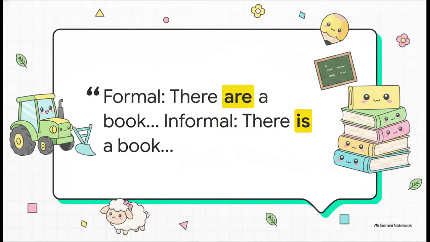As the famous grammar expert Betty Azar points out, sure, formal writing technically demands there are for a list because the total items are plural. But informal, everyday speech naturally defaults to there is when the first item in that list is singular. So if you're writing a formal university paper on agriculture, you write, there are a tractor and a plow in the field. But if you're just chatting with the farmer, you say, there is a tractor and a plow.